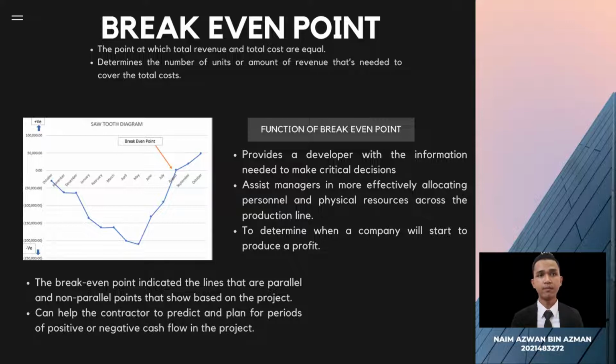Besides that, the break-even point can also assist managers in more effectively allocating personnel and physical resources across the production line, as well as forecasting the return on investment. For easy understanding, the function of the break-even point is to determine when a company will start to produce a profit. Based on the sawtooth diagram, the break-even point is indicated by the lines that are parallel and non-parallel points that show the project's progress before we can get the total amount of expenses and profit at the end. Last but not least, having a cash flow forecast and break-even point in a sawtooth diagram can help the contractor to predict and plan for periods of positive or negative cash flow in the projects.